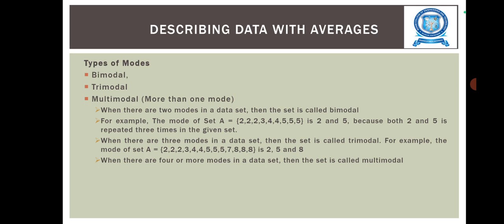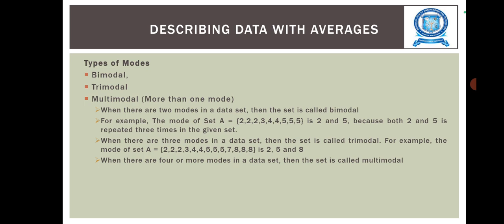Types of modes: bimodal, trimodal, multimodal. Where there are two modes in a data set, it is called a bimodal. For example, the mode of set A equal to 2, 2, 2, 5, 5, 5 is 2 and 5, because both 2 and 5 are repeated 3 times in the given set.